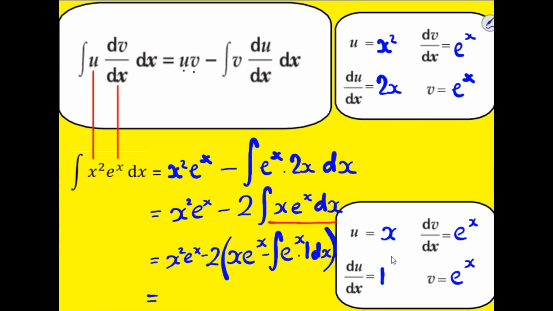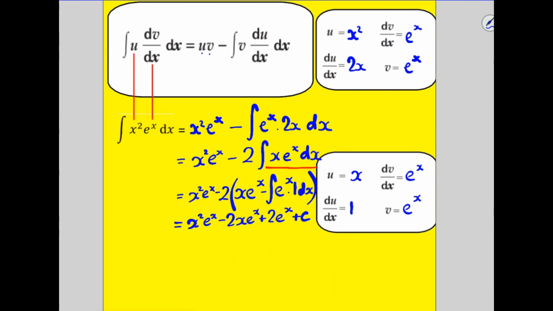And now it's a matter of simplifying. We know that if we integrate e to the power of x multiplied by 1, we simply get e to the power of x. And don't forget c. Let's factorize e to the x multiplied by brackets x squared minus 2x plus 2, and we must not forget the c.